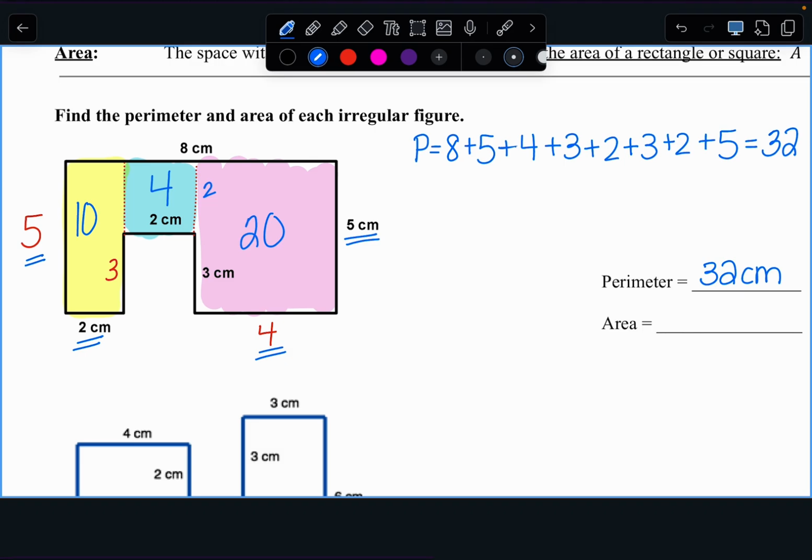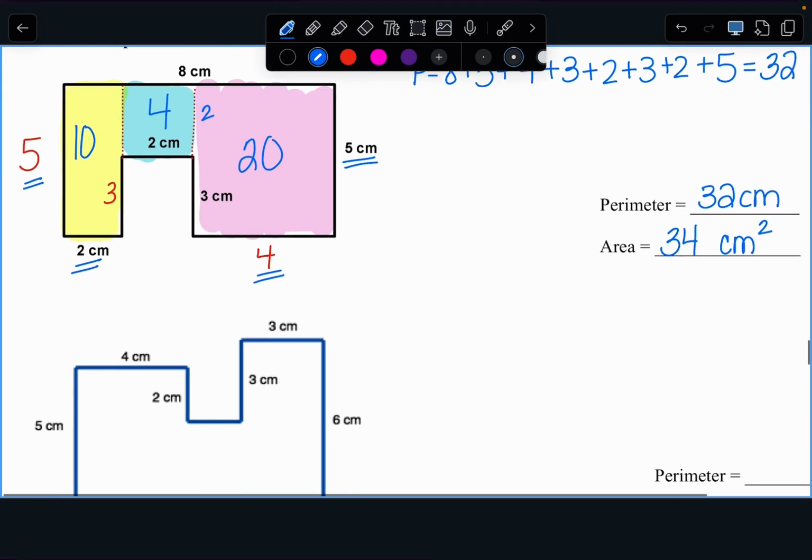So when we add the areas together, 10 plus 4 plus 20 is 34. But this is going to be 34 centimeters squared. Area has the units squared. Does that kind of make sense? Yeah. Okay.